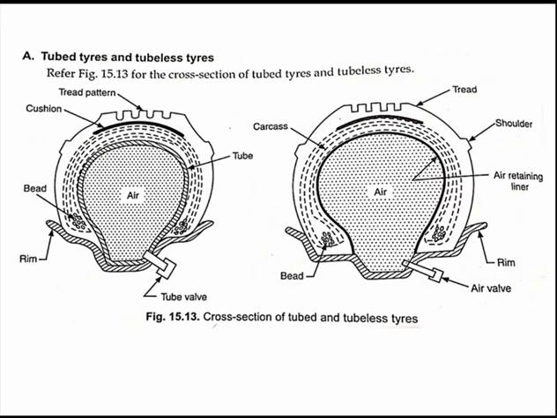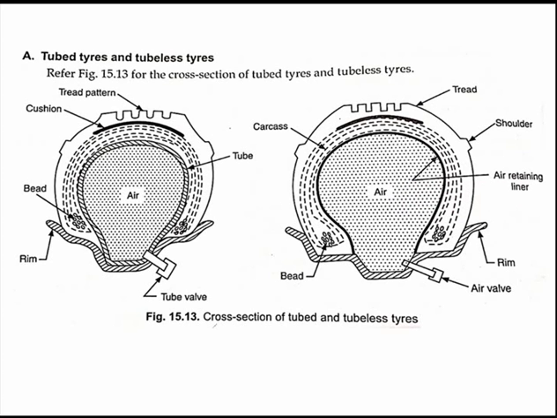This liner provides better air impermeability together with heat and weather resistance. Compared to tube tires, tubeless tires have the advantages of easier fitting, lesser unsprung weight, better cooling and slow leakage of air. So the tubeless tire is better than the tubed tire. Even after the tire is punctured by a nail, the air is retained inside the tire for a longer period.